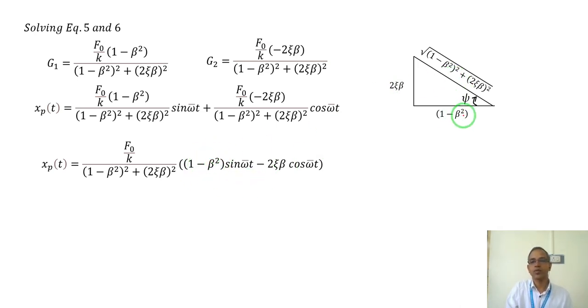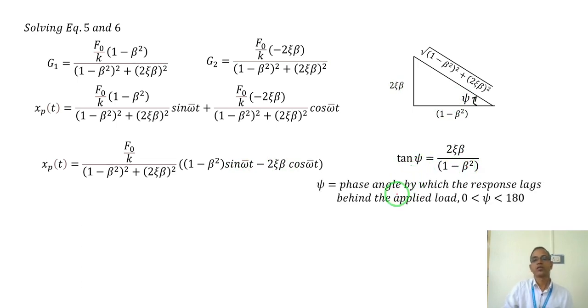But this is 1 minus beta square, the adjacent, and we say the angle is psi, and this term will be a sine because we want a sine. So 1 minus beta square by the hypotenuse becomes cos psi, and this by the hypotenuse becomes sin psi. That way sin of A minus B can be written. Then tan psi becomes 2 xi beta by 1 minus beta square. This psi is called the phase lag, the phase angle between the response and the applied force, and this psi is always between 0 and 180 degrees.